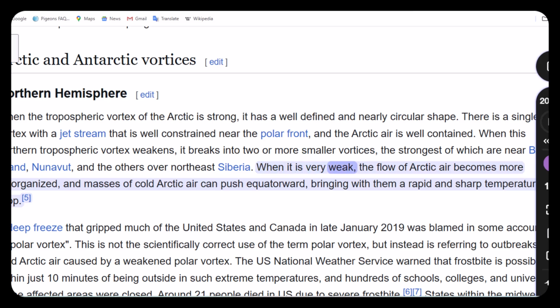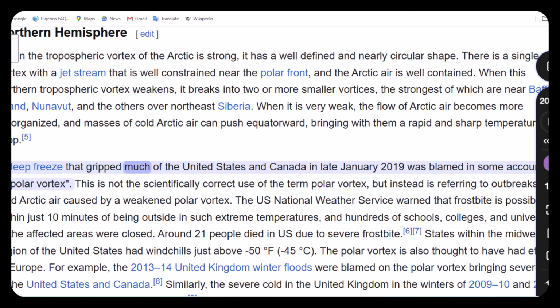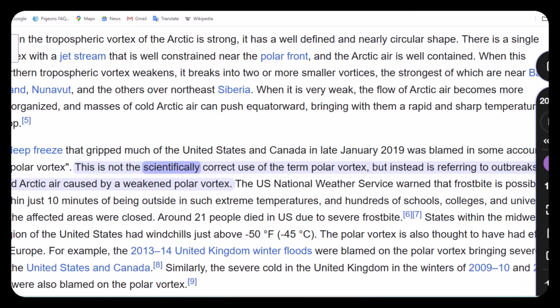When it is very weak, the flow of Arctic air becomes more disorganized, and masses of cold Arctic air can push equatorward, bringing with them a rapid and sharp temperature drop. A deep freeze that gripped much of the United States and Canada in late January 2019 was blamed in some accounts on a polar vortex. This is not the scientifically correct use of the term polar vortex, but instead is referring to outbreaks of cold Arctic air caused by a weakened polar vortex.